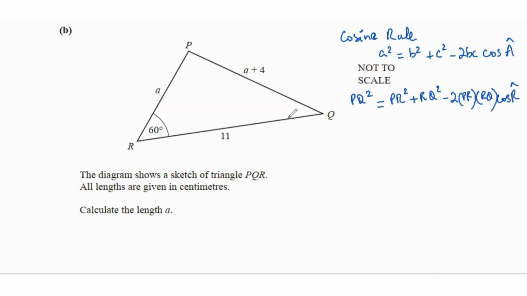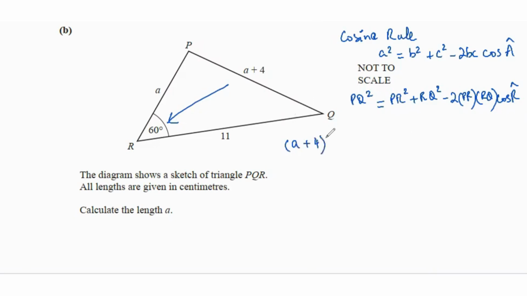So basically, what happens is that you use the length as the subject whose opposite angle is given. The opposite angle for PQ is angle R. For PR, it would be angle Q, and for RQ, it would be angle P. So now we substitute the values.